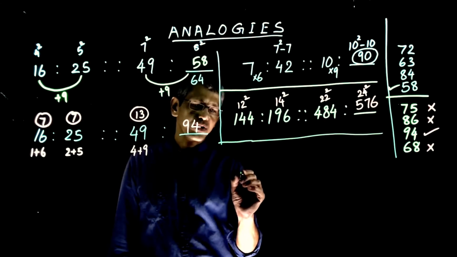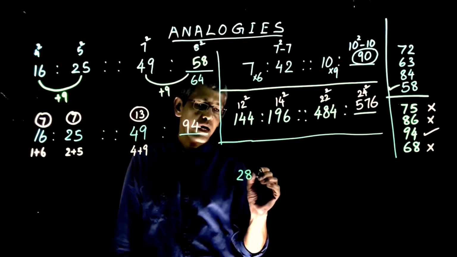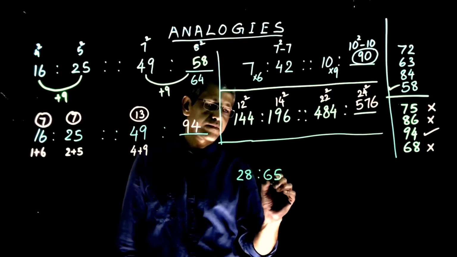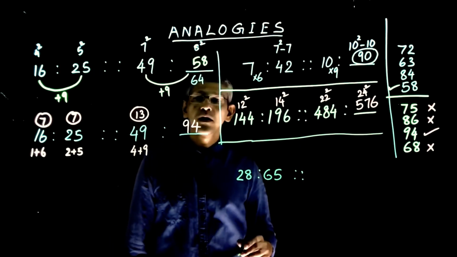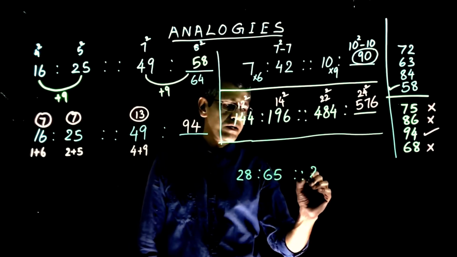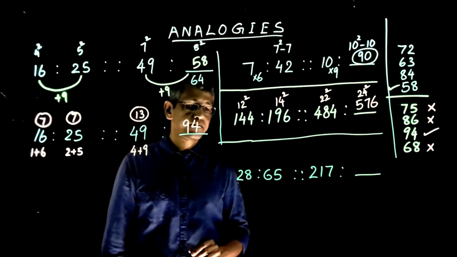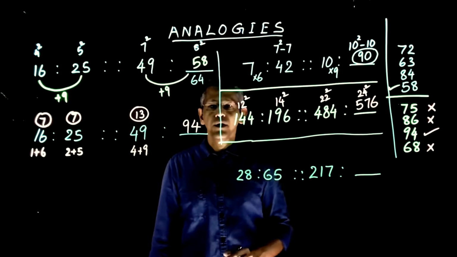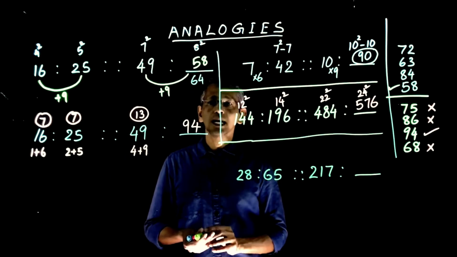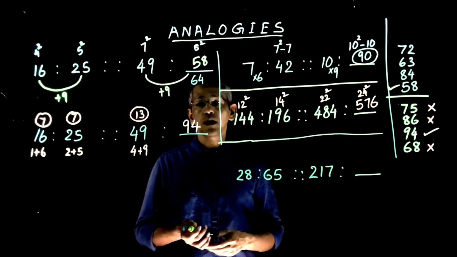Think about 28 and 65. 28, 65. So let's say 217. And what's the next number? Any idea? So what is 28 and 65?